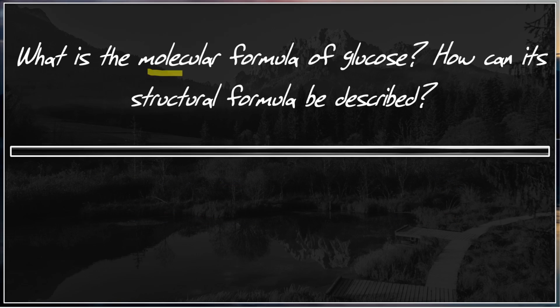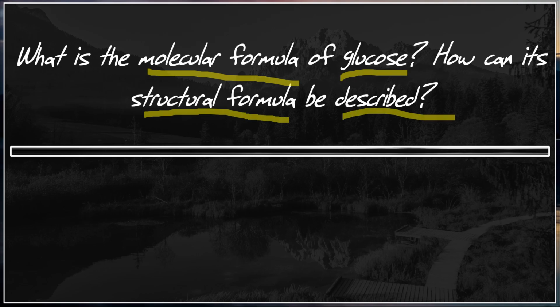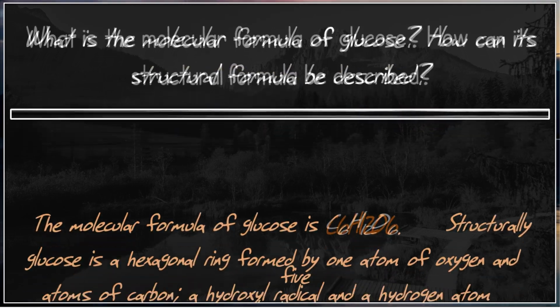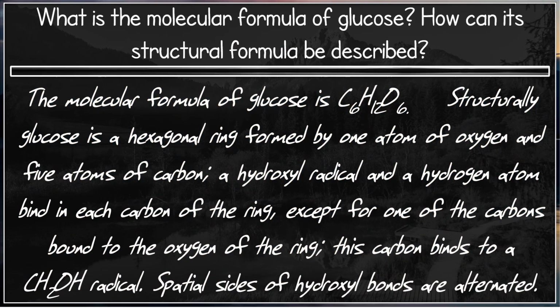What is the molecular formula of glucose? How can its structural formula be described? The molecular formula of glucose is C6H12O6.